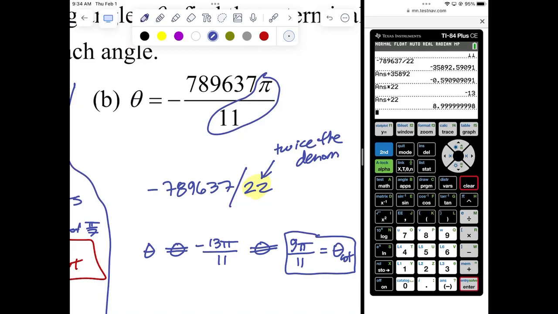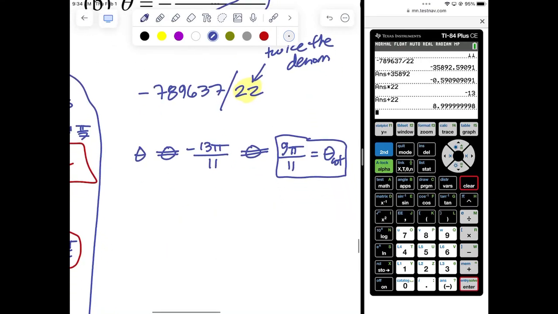Twice the denominator, okay? When you're adding one more rotation, would you add 23? Because 22 is one full rotation, right? No, one full rotation is 2 pi. 2 pi is 22 pi elevenths. You just add one rotation to it. You add 2 pi to it. Now, we're adding the coefficient in terms of pi elevenths, which is 22. It's always the exact same number that you divide and multiply by.